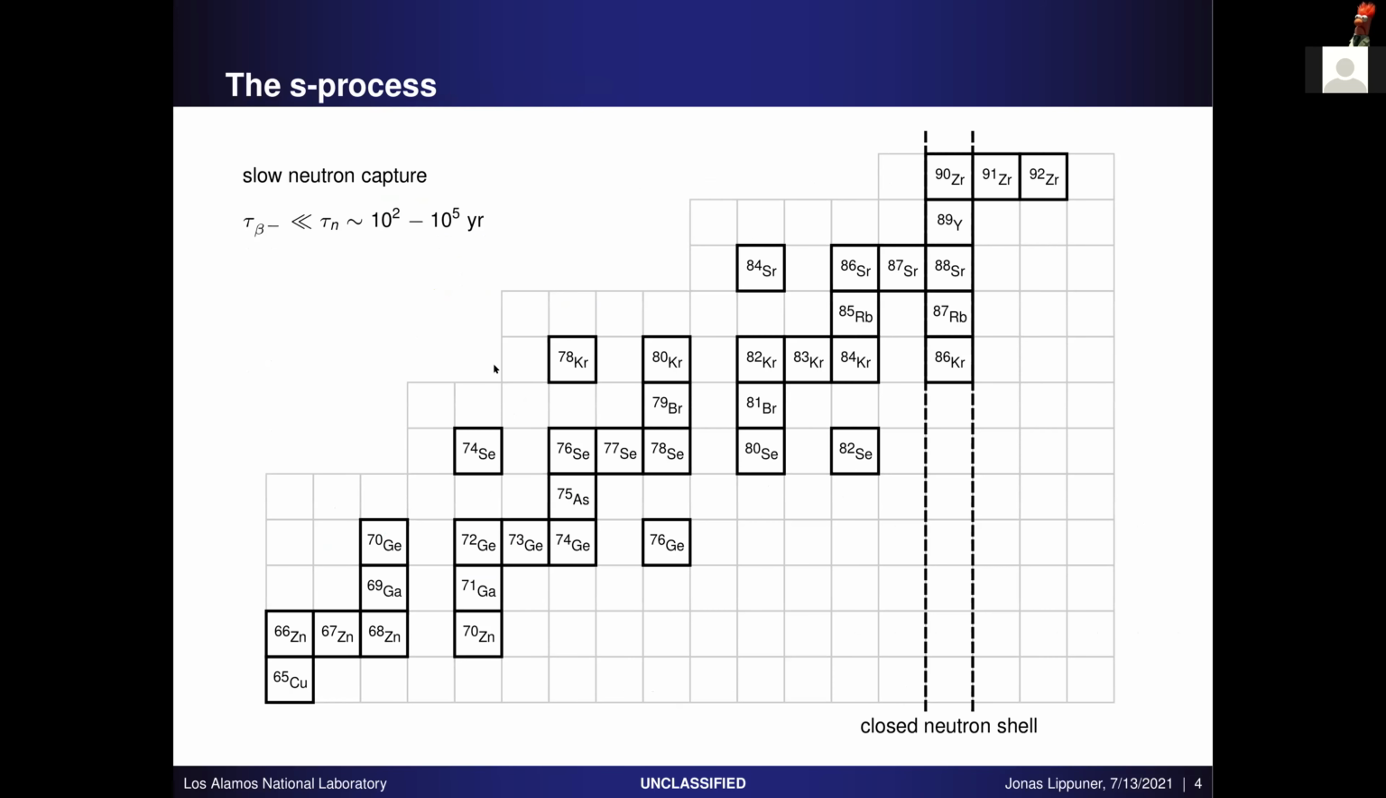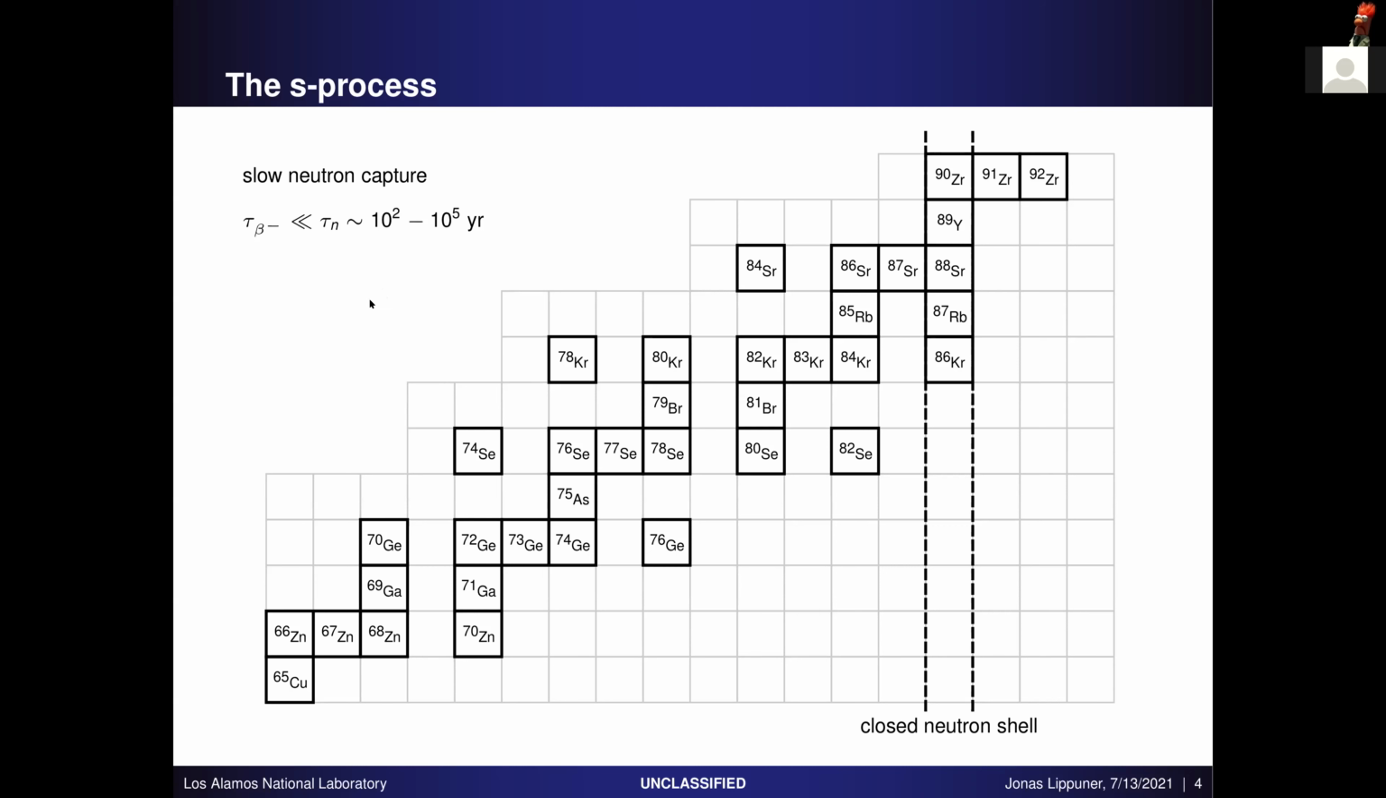The 2 relevant timescales for neutron capture are the beta decay of any unstable nuclei that we produce, and the timescale on which we can capture a free neutron onto some existing heavy nucleus in the system. In the s-process, which is the slow neutron capture process, we have very few neutrons around, so that whenever we capture a neutron onto a nucleus and that makes it unstable, that nucleus will beta decay before there is time for it to capture another neutron, because we might capture neutrons on the timescale of 100 to 100,000 years.